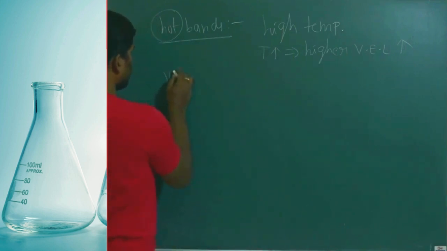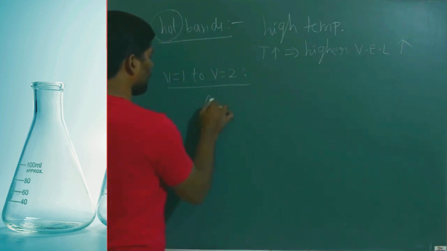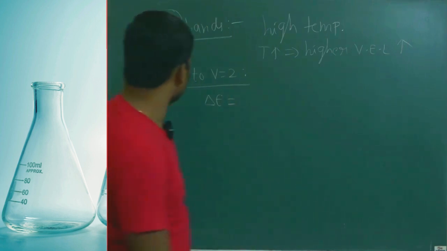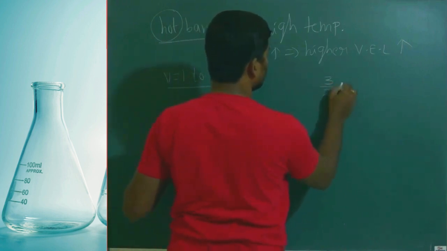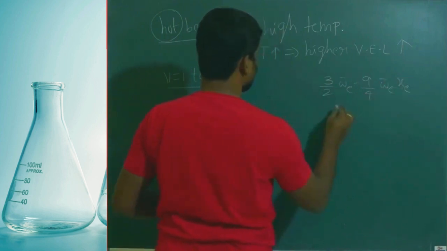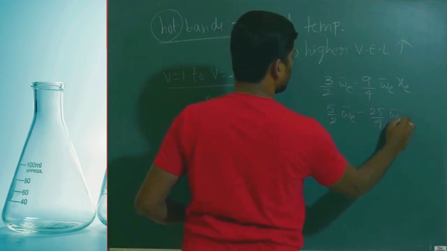I am taking the first hot band, that is V equal to 1 to V equal to 2. Previously we considered 0 to 1; like that, now V equal to 1 to V equal to 2. What is the energy gap we got? For V equal to 1, we got 3 by 2 omega bar E minus 9 by 4 omega bar E XE. For V equal to 2, we got 5 by 2 omega bar E minus 25 by 4 omega bar E XE.